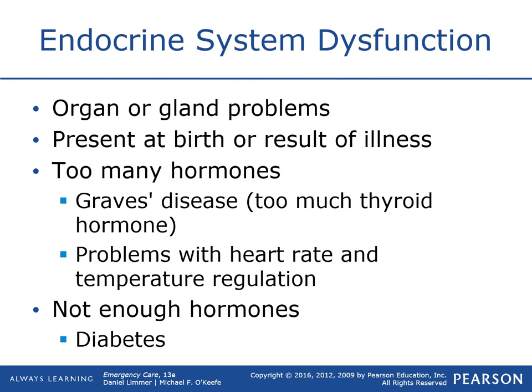Diabetes is a result of not enough hormones, not enough insulin, but you also have times when your glands are producing too much of a hormone. For example, Graves' disease, which we'll discuss in our endocrine lecture, is when your thyroid is producing too much of its hormone, and so you end up having issues with your heart rate and temperature regulation. Usually you have people who actually have a very high temperature because your thyroid helps regulate the temperature in your body.